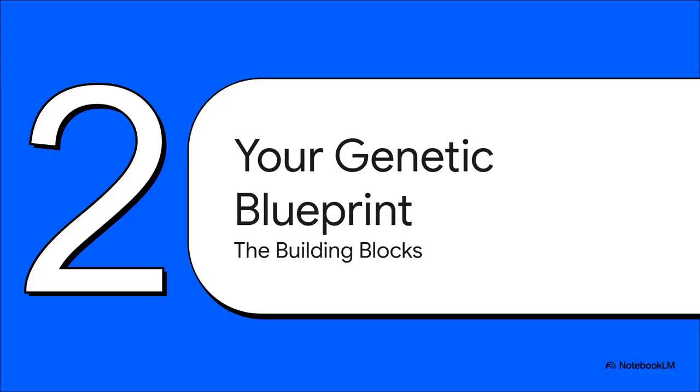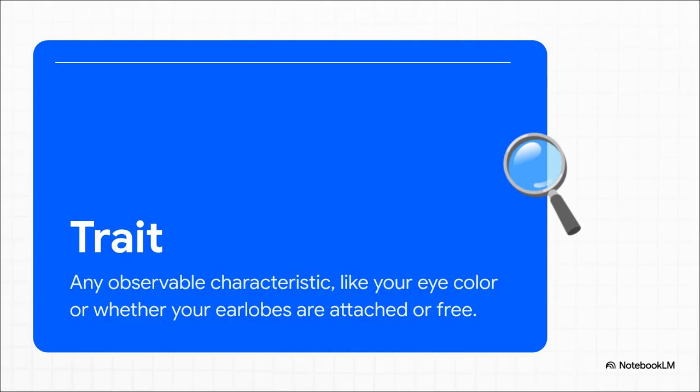All right, so to really get how all these rules work, we first need to get on the same page with three key building blocks of genetics. Let's just get our terms straight before we dive in. First up is a trait. This is super simple. It's just any characteristic you can actually see.